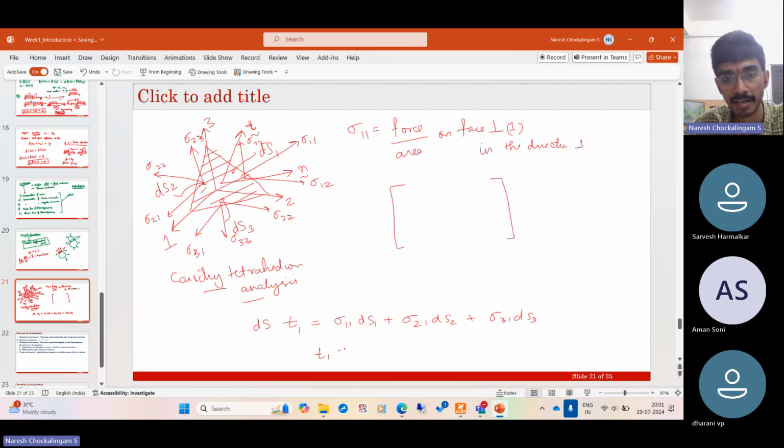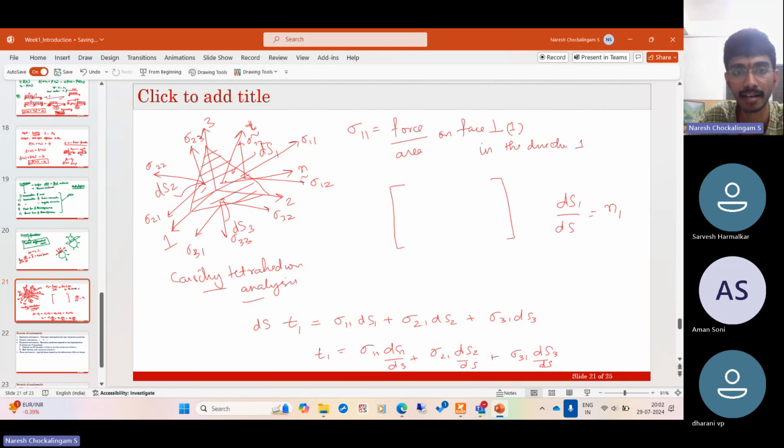Now take ds to the other side, you get T1 is equal to sigma 11 ds1 by ds plus sigma 21 ds2 by ds plus sigma 31 ds3 by ds. Don't worry if you don't get it, if I'm too fast. You can show that for the tetrahedron, ds1 multiplied by the height is equal to the volume of the tetrahedron, the base into height. So that volume has to be the same. So you will have a relationship so that ds1 by ds is equal to n1, the component of this normal. You have a face with normal n. The components of this normal vector along the coordinate axes are n1, n2, and n3.